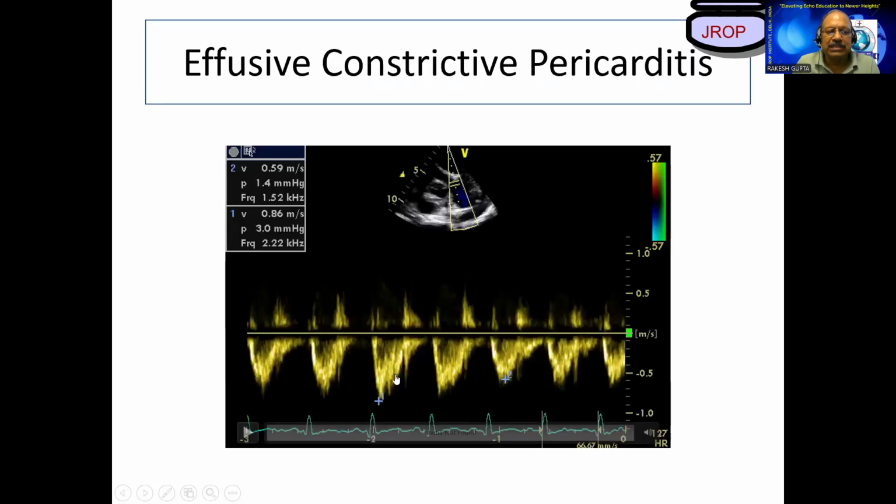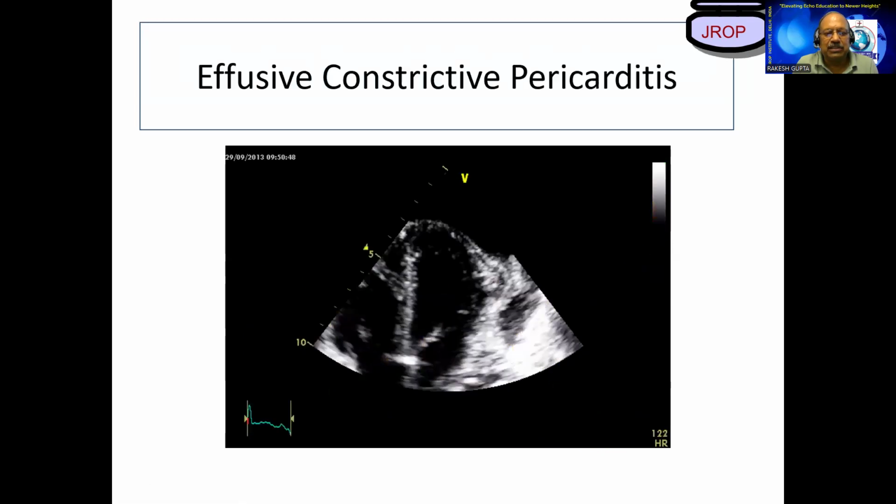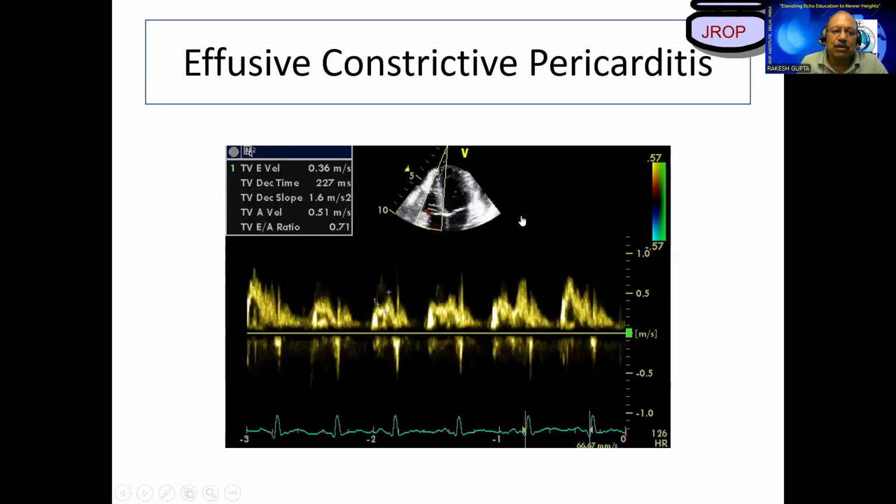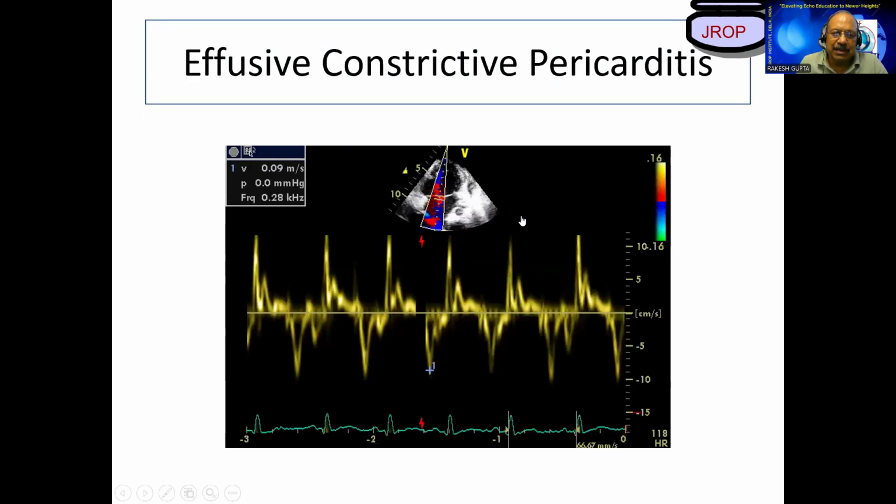And when we look at this, we always go back and look at the Doppler flow patterns of this entity, which is known as effusive constrictive pericarditis. And what are the features of this constrictive pathology? We virtually find the same features as we find in pericardial tamponade, and they are exaggerated to a large extent, almost the same as they were earlier.